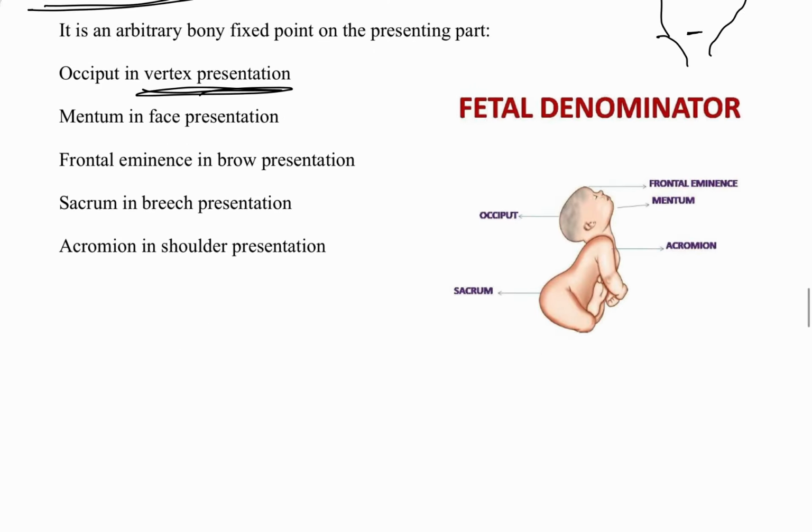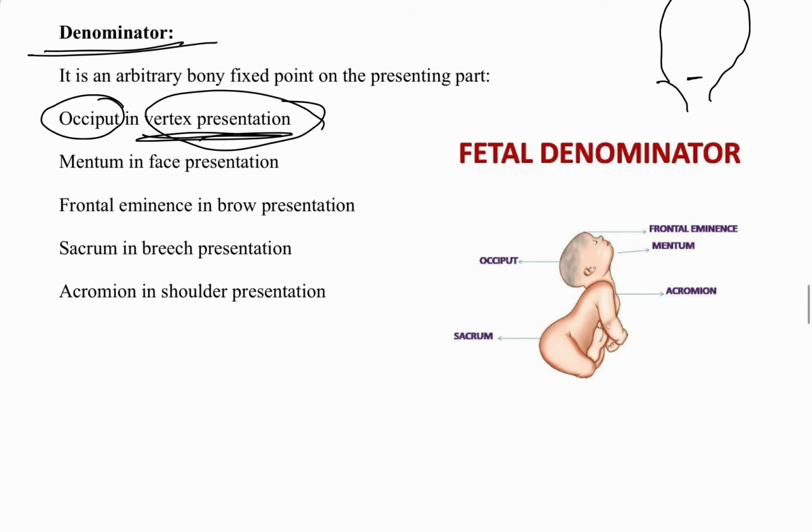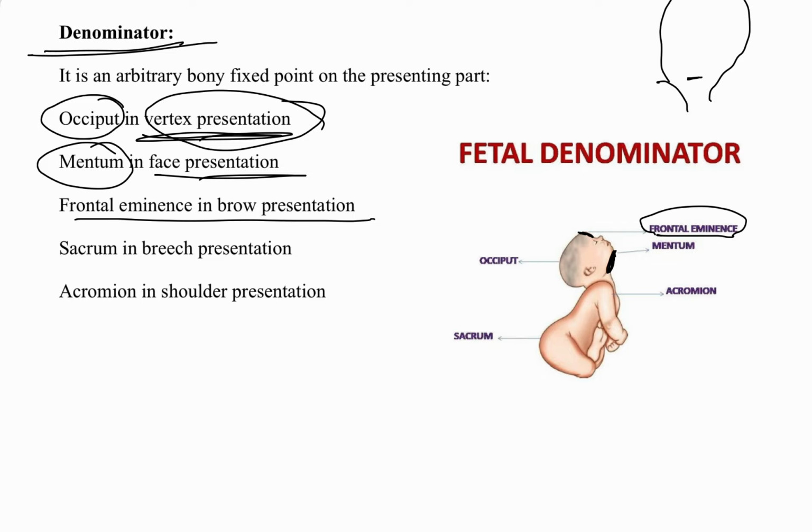is called the denominator. So we can see here that in vertex presentation, the occiput is actually the denominator. In face presentation, the mentum is the denominator, the mentum or the chin here. And in brow presentation, the frontal eminence is the denominator. If the fetus is in breech presentation, which means if the buttock remains at the lower pole of the uterus, then the sacrum here is the denominator. And if it is in shoulder presentation, then the acromion would be the denominator. So that's all about denominator.